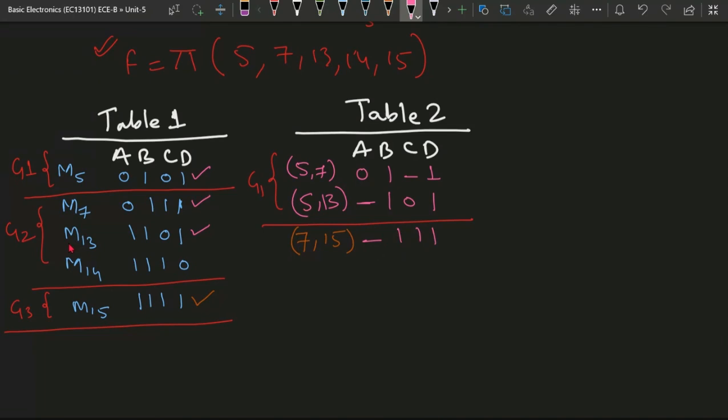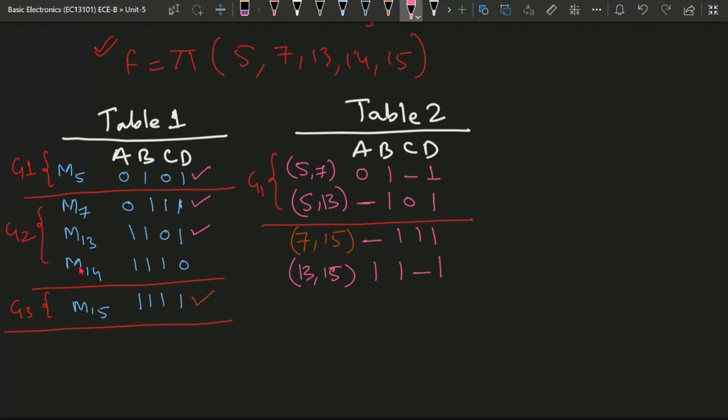Next, M13 will be compared with 15. So it is same, this is different, and this is same. So it is possible. Both are already ticked, so no need to tick further, but pairing will be there. 13 and 15 pairing will be there, and it is 1 1 dash 1.